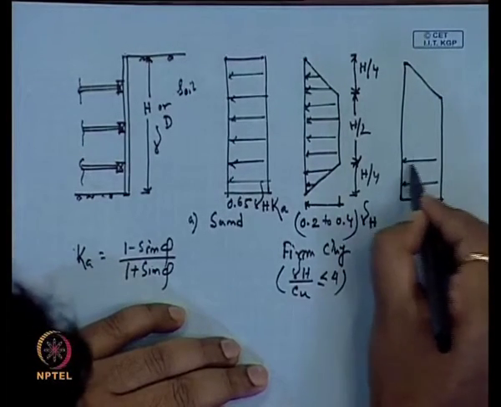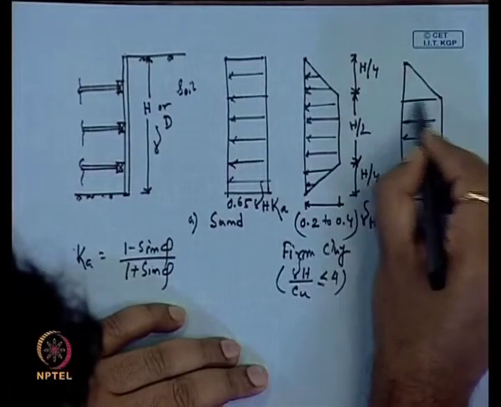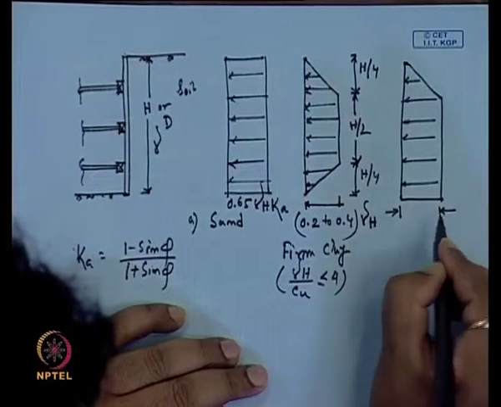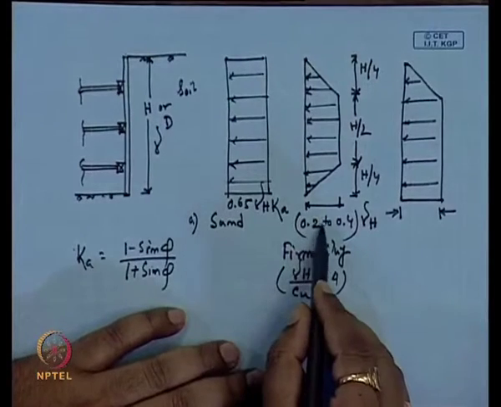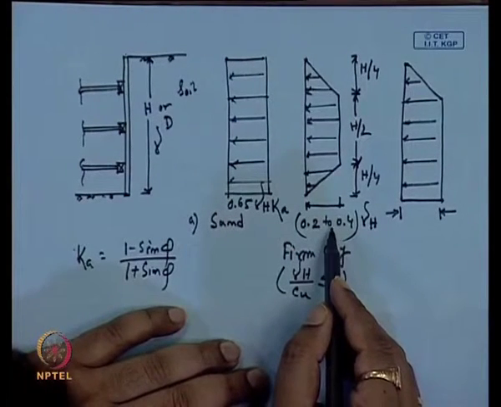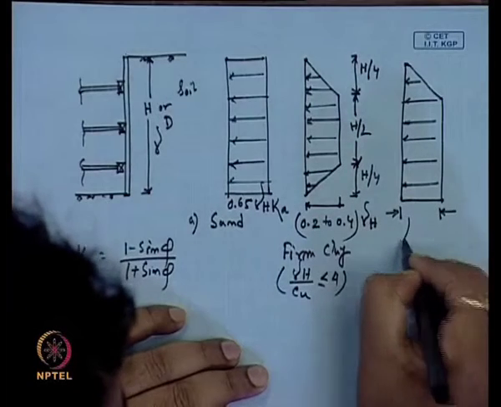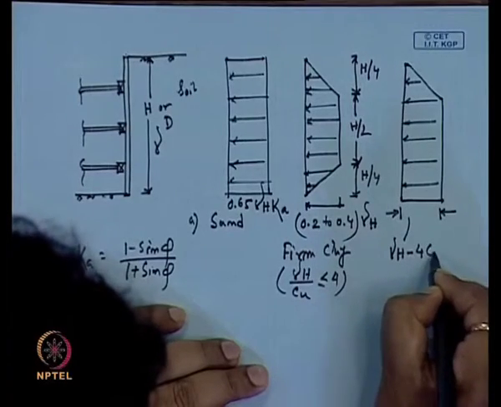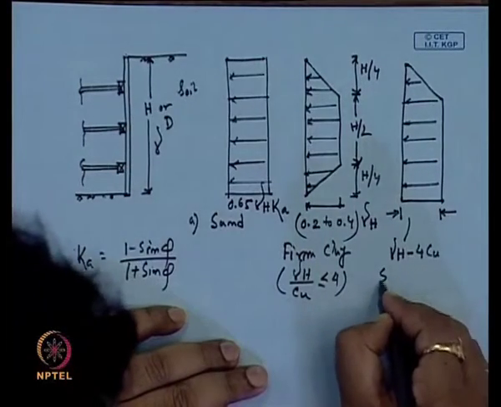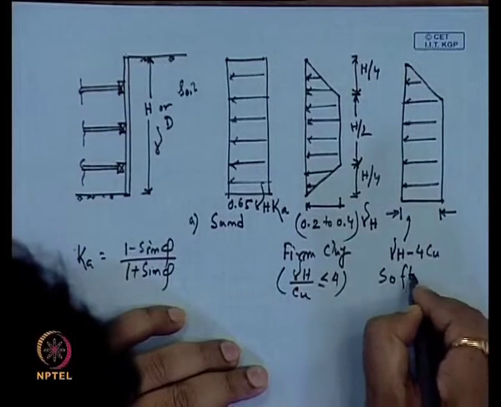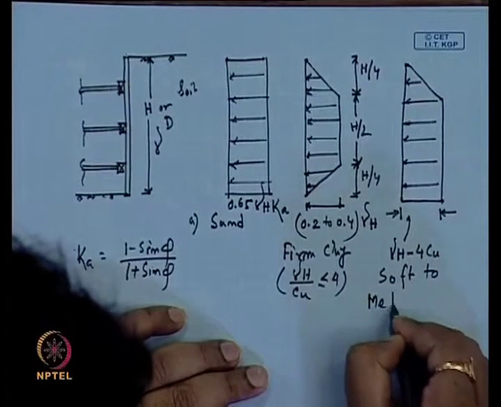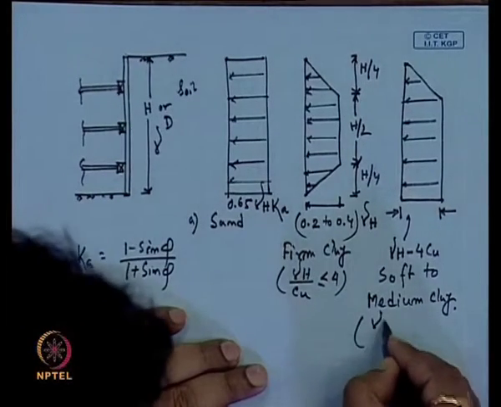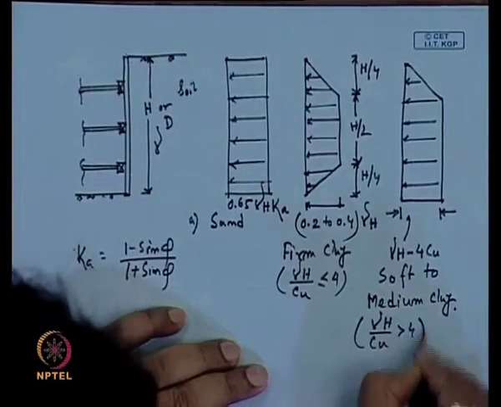So, this is the stress that will act. So, that means here 0.2 to 0.4 gamma into H, and here the distribution value, this is gamma into H minus 4 Cu. So, this is for soft clay to medium clay. So, that means gamma H divided by Cu greater than 4.